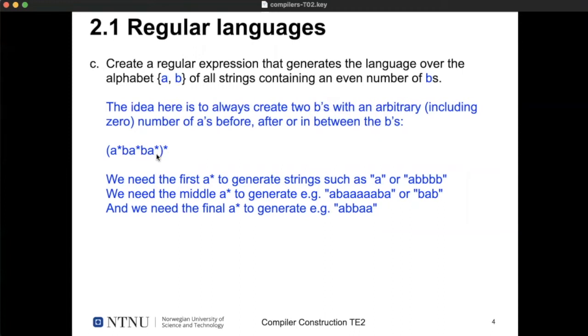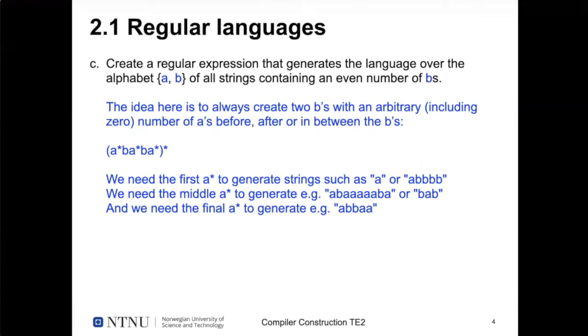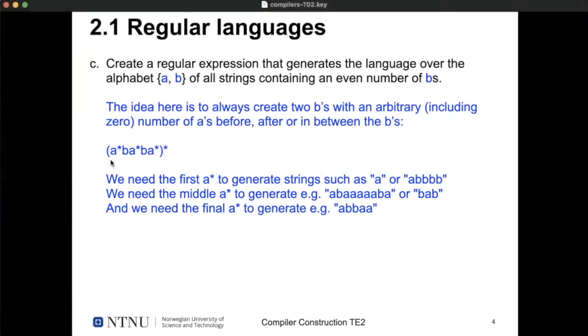So if we wanted to include 0 as an even number of Bs, we would actually have to extend this regular expression to also support an arbitrary number of As at the beginning without any Bs afterwards. We could do this by adding a star to the front here. That should actually work.